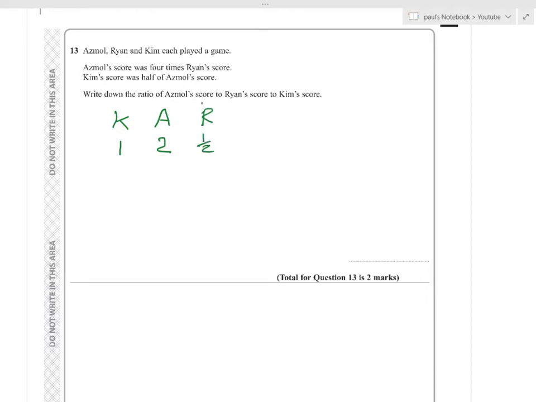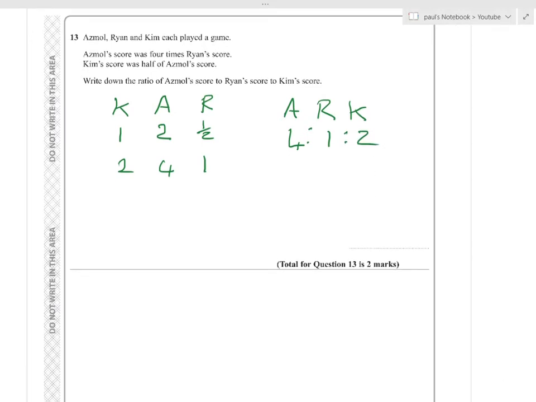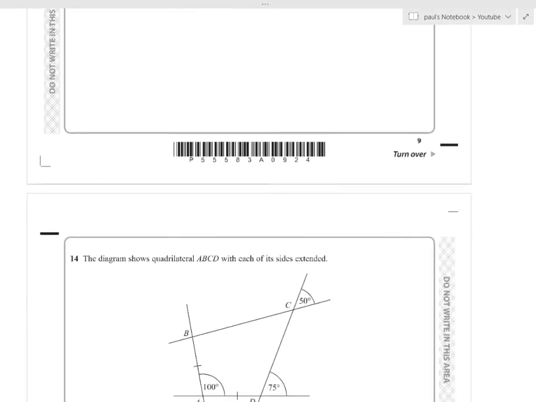Write down the ratio of Asmal's score. So I'm going to double all this and go 2, 4, 1. Asmal's score to Ryan's score to Kim's. So put them in the right order: Asmal, Ryan, Kim. Asmal's got 4, Ryan's got 1, and Kim's got 2. Lots of different ways of doing that one.